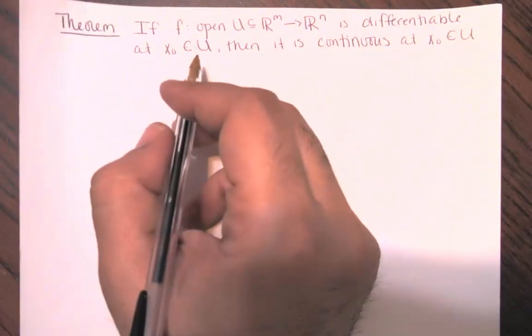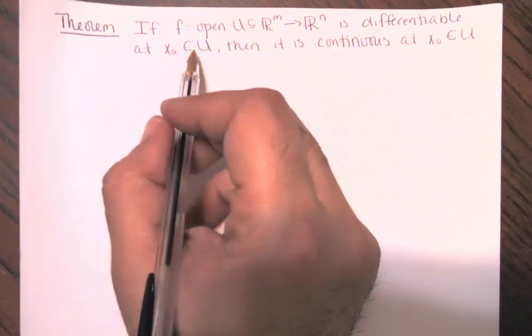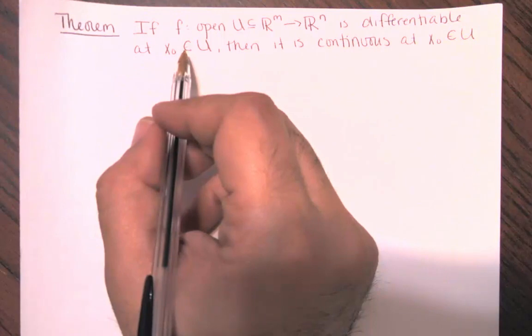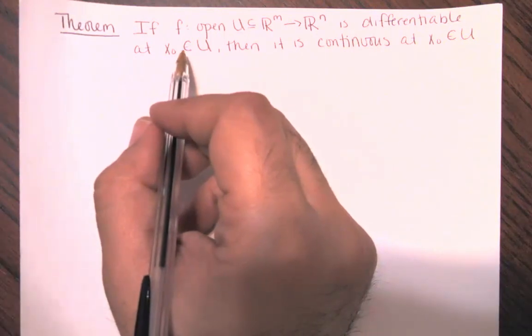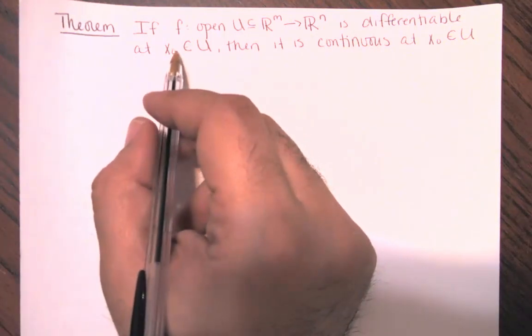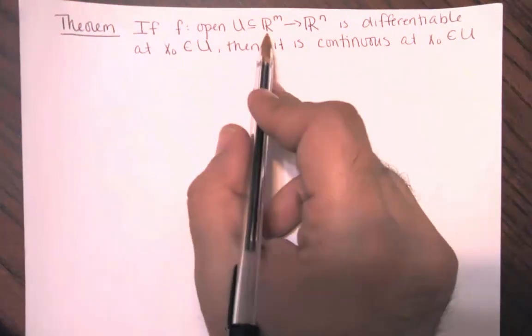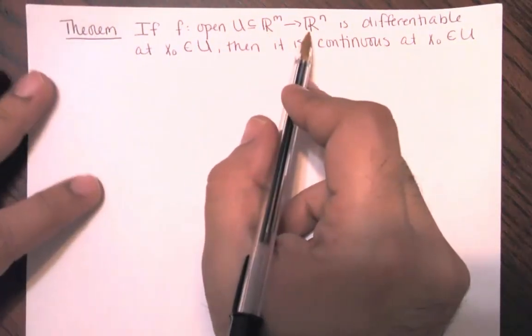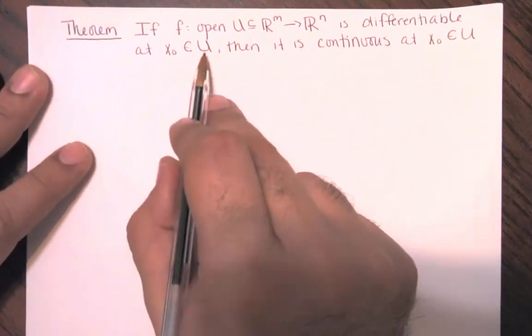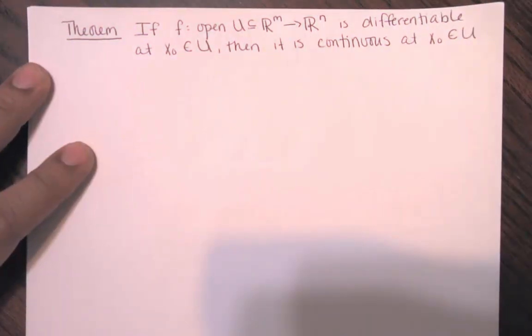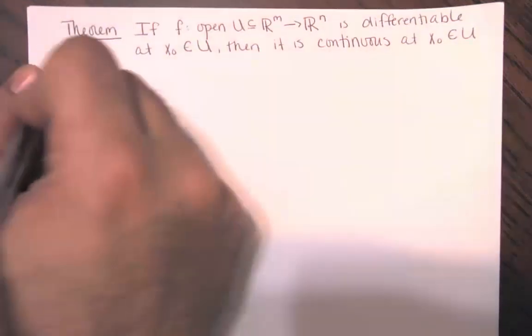So it should be a familiar result from real analysis 1 that if a real valued function with a real domain is differentiable, then it's continuous. And the same thing occurs if I map R^m to R^n. If it's differentiable at a point, it's continuous at the point. And in fact, the proof is fairly similar.